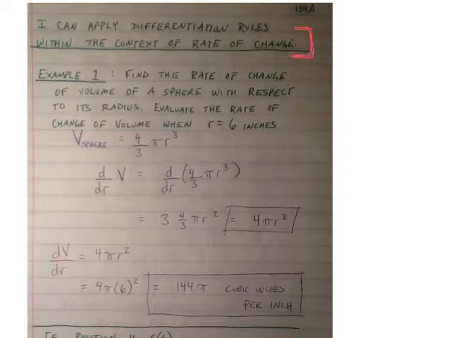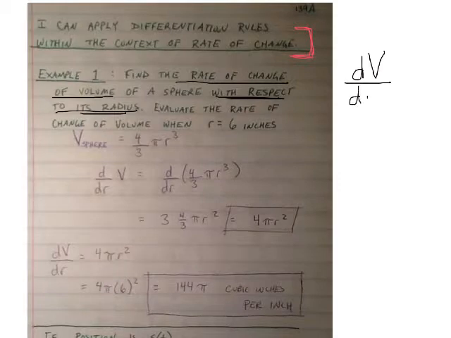So for our first example, it says find the rate of change of volume of a sphere with respect to its radius. So what they're saying is, what is the rate of change of volume with respect to its radius? Or you could think of that as take the derivative with respect to r of a volume function.